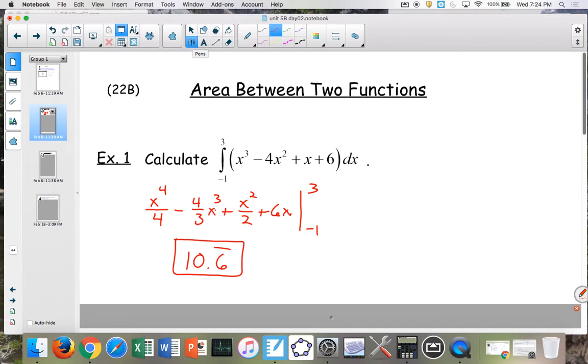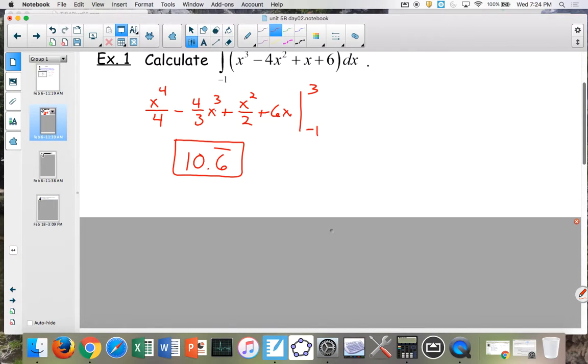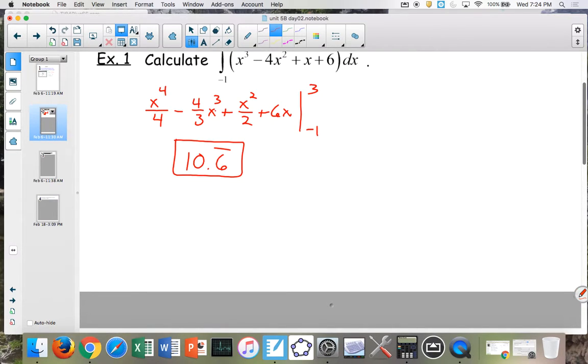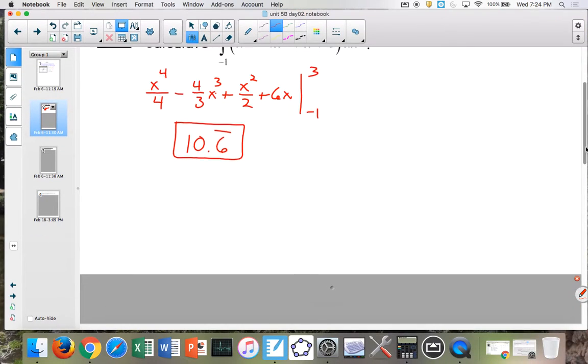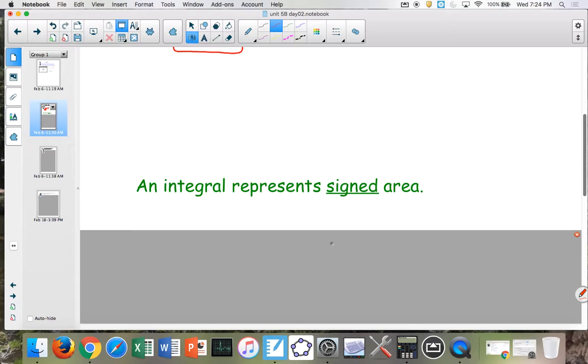Or 10 2/3. So keep in mind, if a problem is asking for area, and you're going to use integrals to help you figure that out, you have to adjust for the integrals giving you signed area. If a problem asks you to calculate an integral, then it's expecting that you're going to be doing signed area.